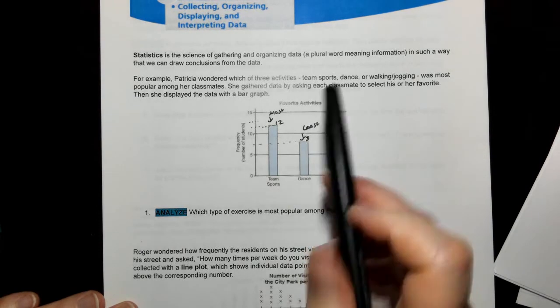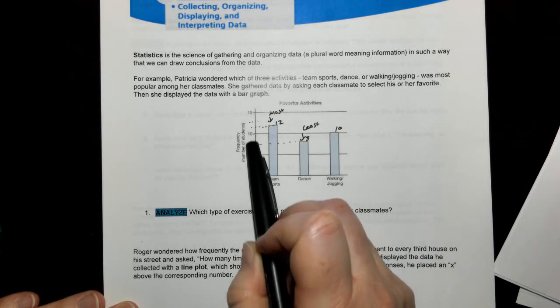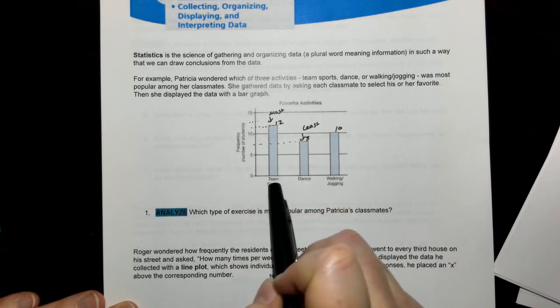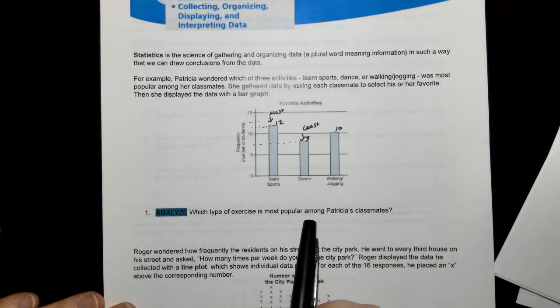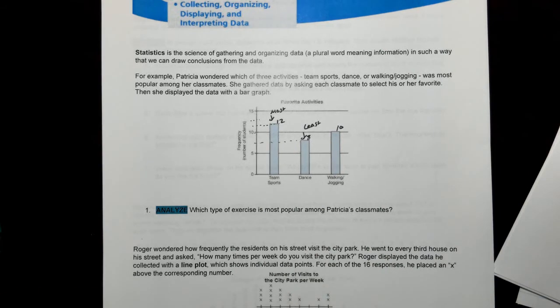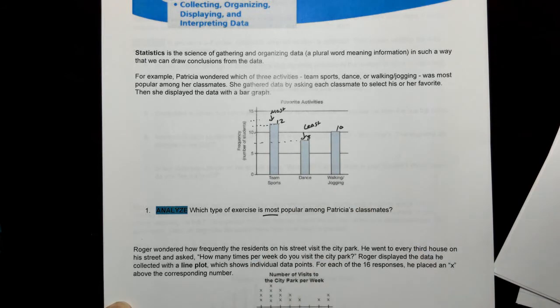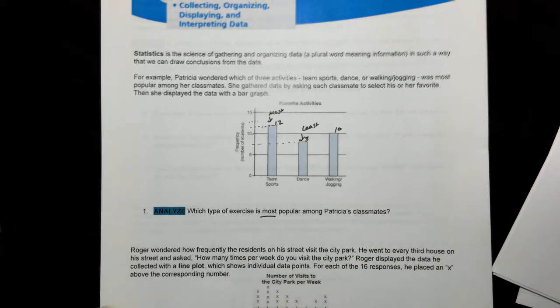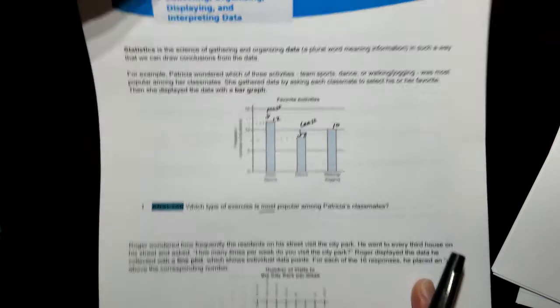Look at this. What is it telling us? Frequency, the number of students. This is telling you how many students and what they like. What would you say is most popular? Is most popular going to be the least or the most? It says most. So write down whichever sport or whichever activity is the most popular. Not too bad, right?